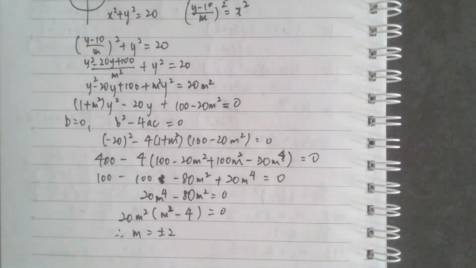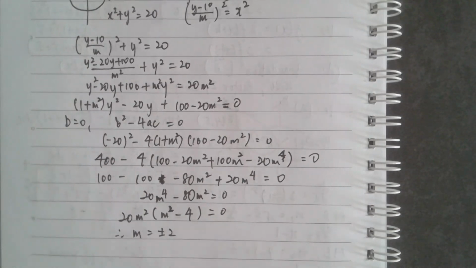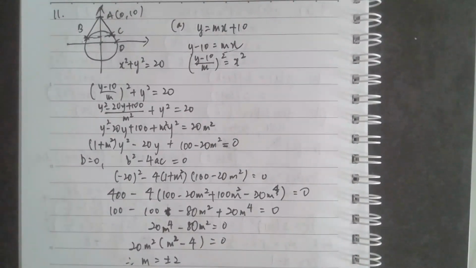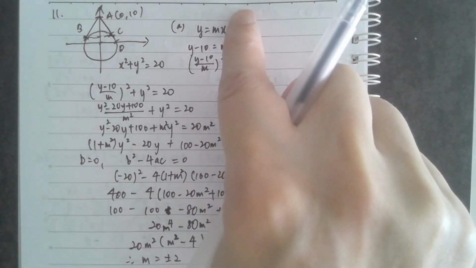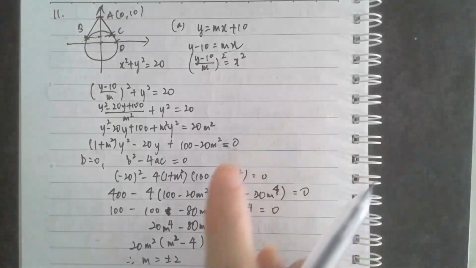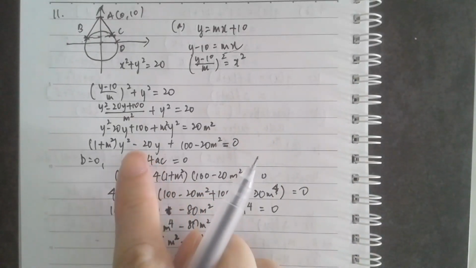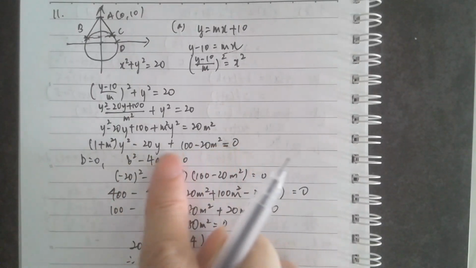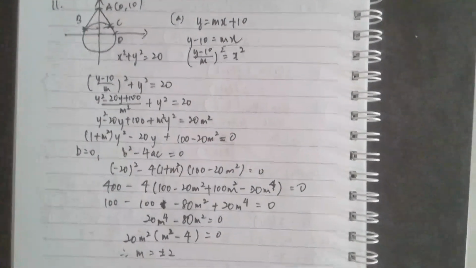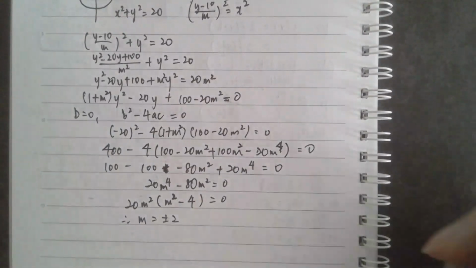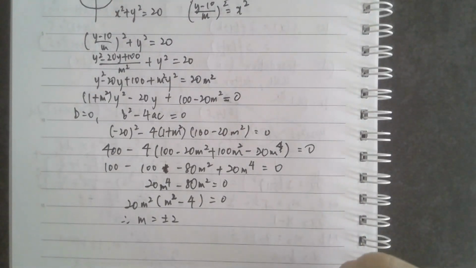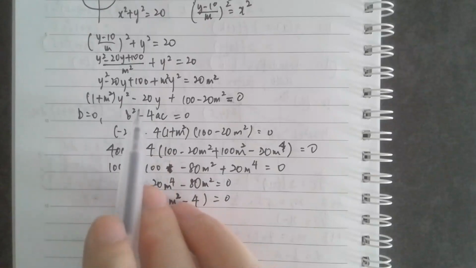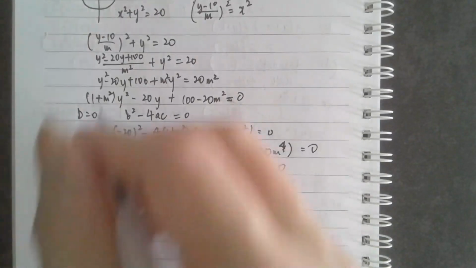Okay, and then following question B, find the coordinates of B and C. That's really easy. With m found, you can find the coordinates of B and C by substituting m into the equation here. Or you can just substitute right into this equation here. m is plus minus 2, so it doesn't really affect this equation because the m's are all squared. So what I can do is just substitute in there.